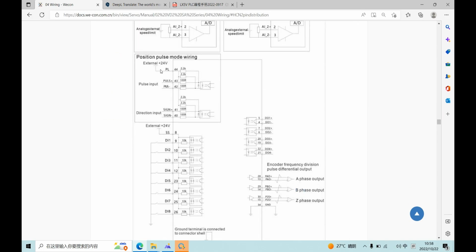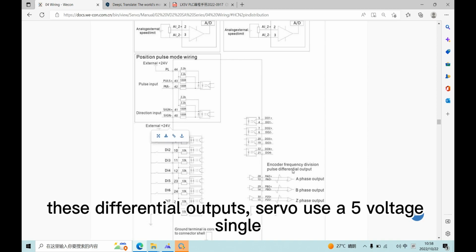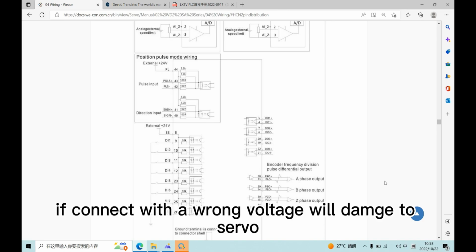Please note that the pulse input and DI/DO use 24 volts, but for this differential output, the servo uses a 5 volt signal. If connecting with the wrong voltage, it will damage the servo.